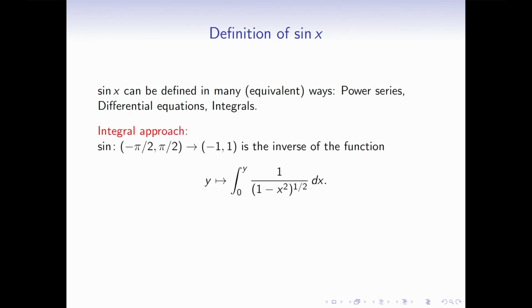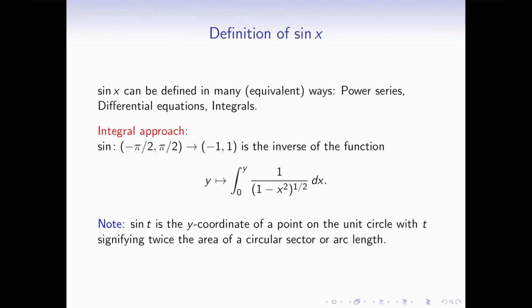Here is one definition of sine x. Sine x is a function defined from the interval minus pi over 2 to pi over 2, going to minus 1 to plus 1, which is defined as the inverse of this invertible function: y going to the integral from 0 to y of 1 over the square root of 1 minus x squared dx. This function is a nice function, it's continuous, it's differentiable, it's monotonic. Therefore, it's invertible, so you can talk about its inverse, and that is your sine x.